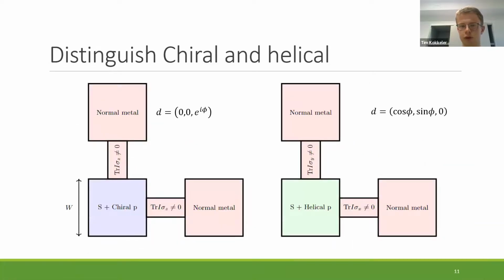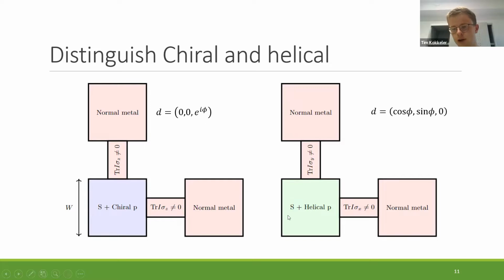However, we've come up with another junction, the corner junction, which is basically two S&N junctions, but then rotated by 90 degrees. So if we now look at this junction, then we see for the S plus chiral P-wave case, the d vector always points in the z direction. So if we look at the horizontal bar and the vertical bar, the spin conductance will always concern spins up and down in the z direction.